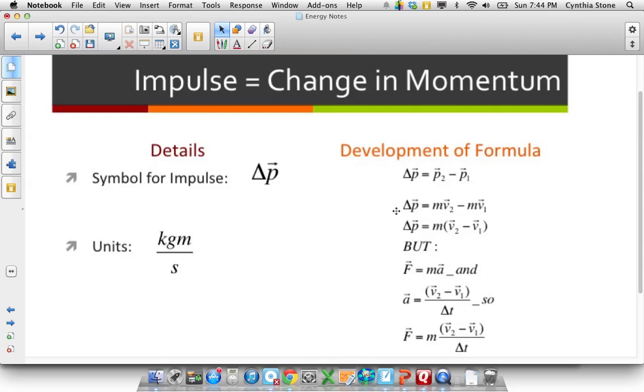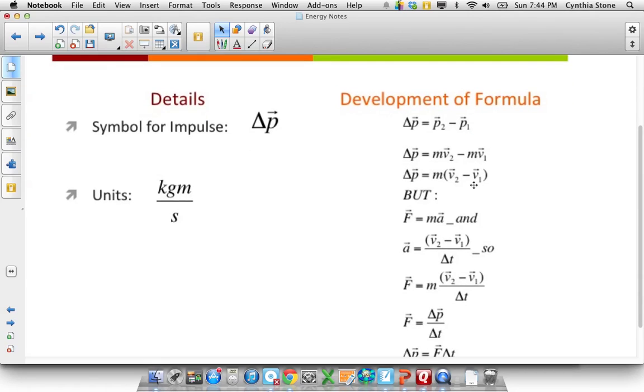So then you can start looking at a little formula here, okay? And we're coming up with something. Again, the long story short is you don't need to develop this for me, but this is where it's coming from. So the mass doesn't change, but it has the second velocity minus the first. Factor out the m. And now look at this.